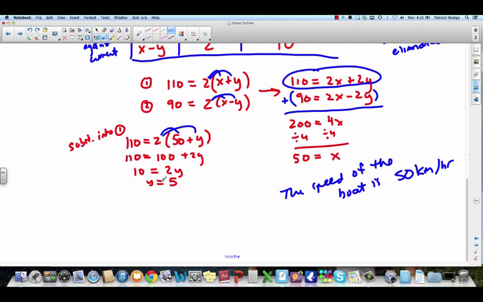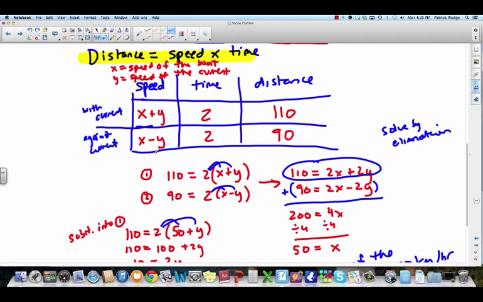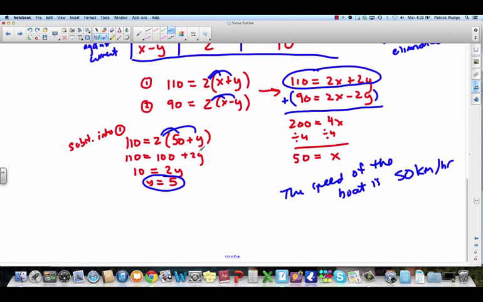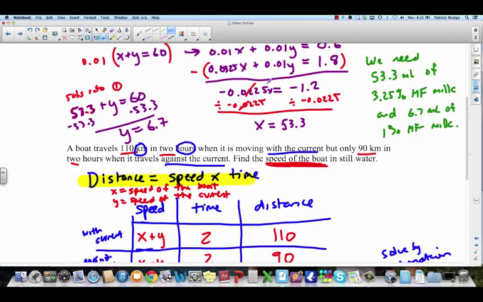And we're done. What's this number, by the way? We didn't ask for it, but what is that? Well, that's whatever y is. Y is the speed of the current. So the speed of the current is 5 kilometers an hour. But I didn't ask for that, so you don't need to write it down. Okay, that's it. Word problems.